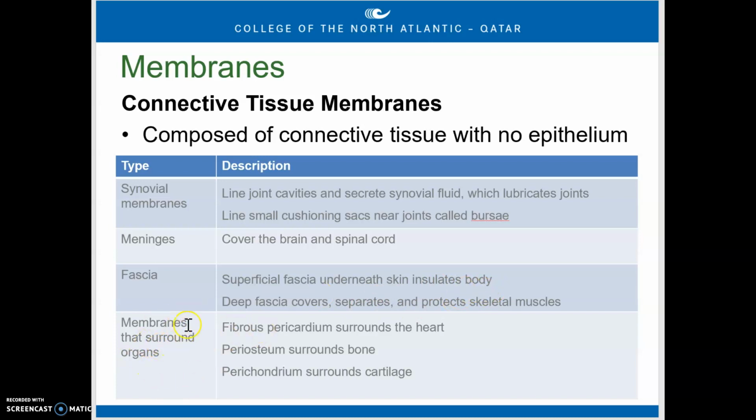And then finally, we get this collection of membranes that will surround the organs. So we can have a fibrous pericardium, that's going to surround the heart. We have a membrane called periosteum, and that surrounds bone. And we have another one that's called perichondrium, which surrounds cartilage.